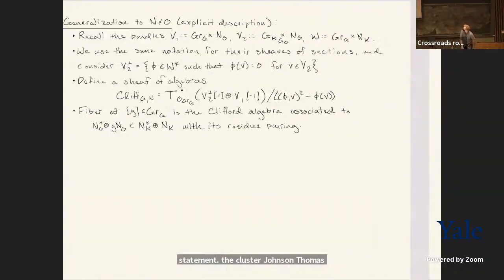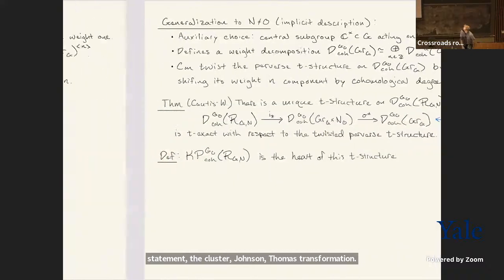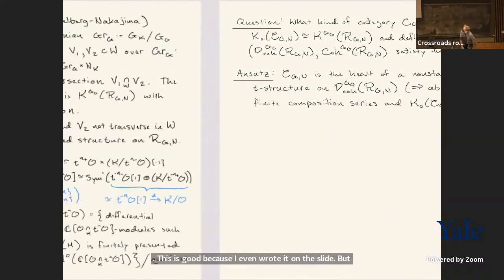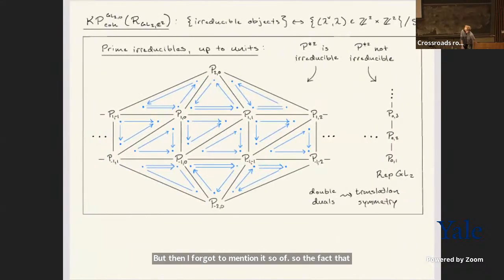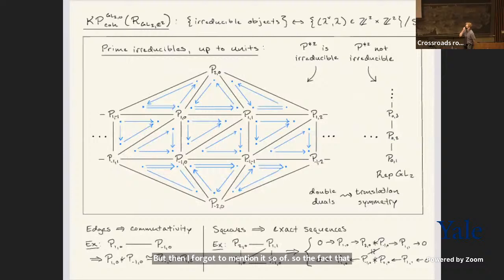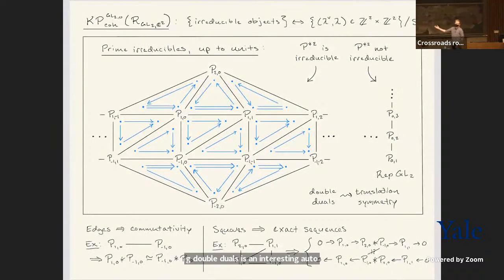This is good because I even wrote it on the slide, but then I forgot to mention it. The fact that these monoidal categories are very specifically not symmetric opens up the possibility that taking double duals is an interesting autoequivalence of this category. And again, the phenomenon one observes in examples is that this interesting autoequivalence is what decategorifies to the Donaldson-Thomas transformation. Cool. Thanks.